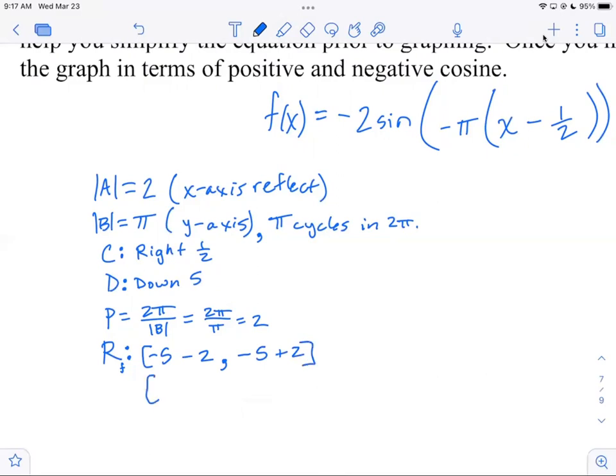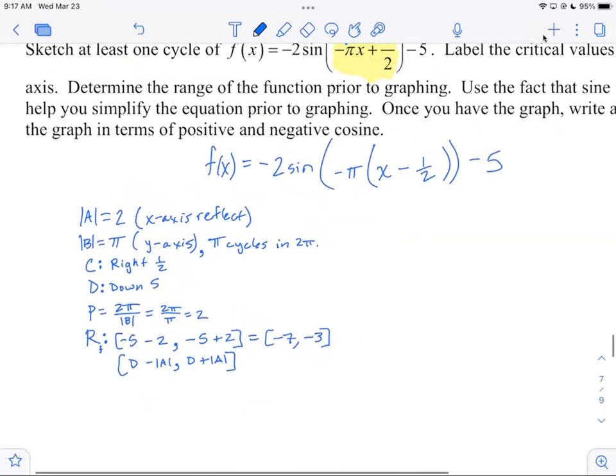I think I might have mentioned this in one of the videos. It's your D value minus the absolute value of A for your low point, and then the D value plus the absolute value of A for your high point. So let's see what that gives us. That gives us -7 to -3. Now, it's important to be able to find that before we graph it, because it'll not only help us answer a multiple choice question more quickly on a test, but it also helps us when we set up our graph.